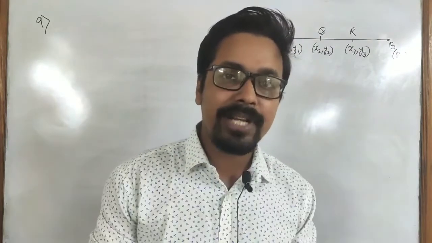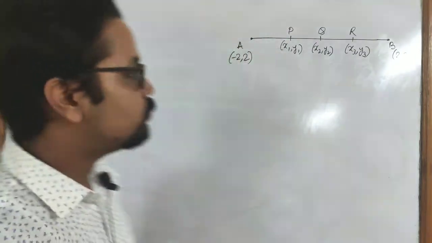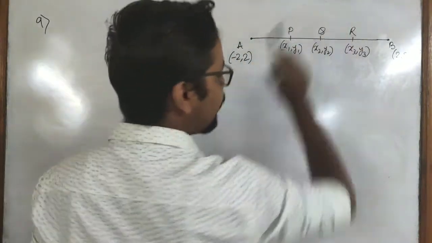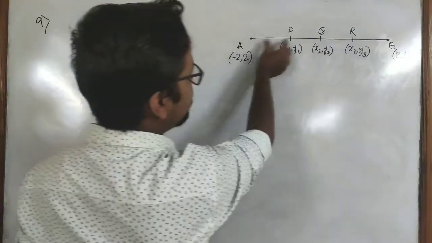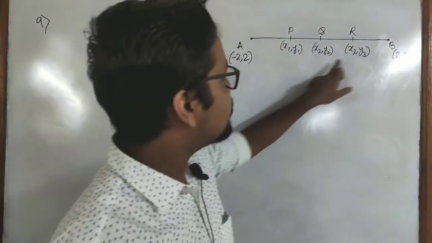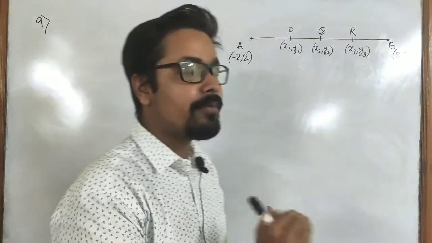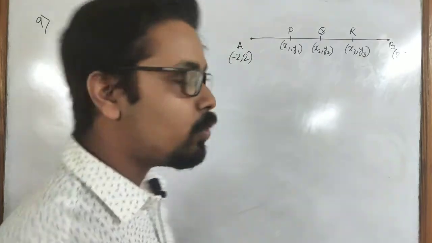So if a line has to be divided into 4 equal parts, there must be 3 points in the middle. So suppose we have P, Q and R, which divide the line into 4 parts. First part, second part, third part and fourth part. Okay, so we have 4 parts and all are equal parts. So if all the parts are equal and we have to find the ratio, then what will be the ratio?